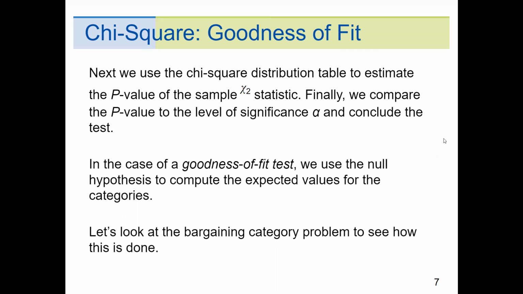Next, we can use the chi-square distribution table to estimate the p-value of the sample chi-square statistic. Finally, we compare the p-value to the level of significance alpha and conclude the test. In the case of a goodness of fit test, we use the null hypothesis to compute the expected values of the categories. Let's look at the bargaining category problem to see how it's done.